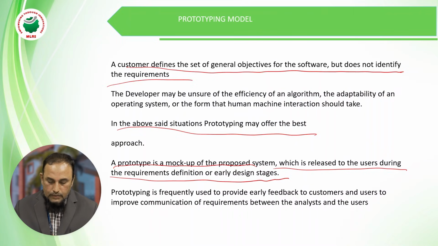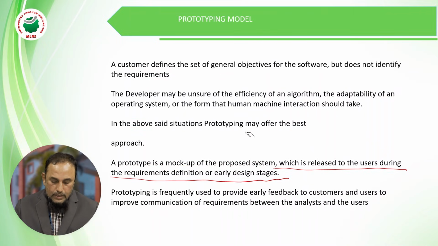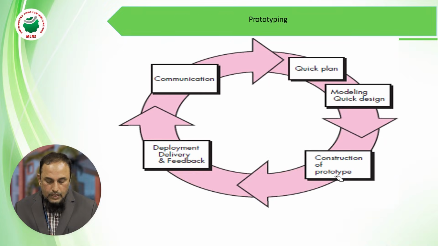Okay, see, this is what happens in the prototype model. This is the diagram of the prototype model. First, there are the five framework activities. The first one is communication. The second one is quick planning, meaning quick design, quick planning, and modeling. After the quick design comes the construction of a prototype model, a small model. Afterward, deployment, delivery, and feedback.